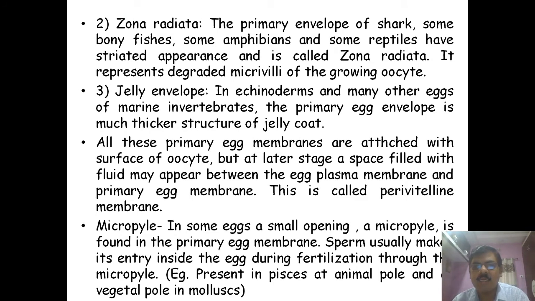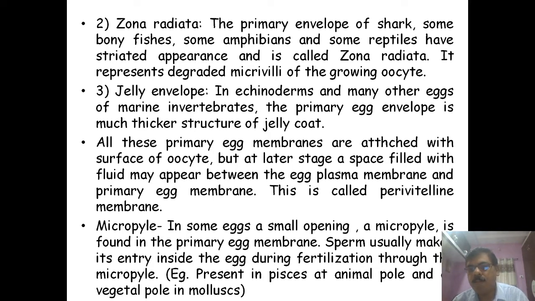Then the next layer, the zona pellucida, is the primary envelope of the shark. Some bony fishes, some amphibians, and some reptiles have a striated appearance, called the zona radiata, which represents the graded microvilli of the growing oocyte. Then in echinoderms, the jelly envelope is there, and many other eggs of marine invertebrates also have such an envelope. The primary egg envelope is a much thicker structure of jelly.